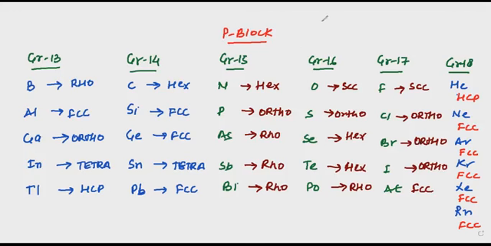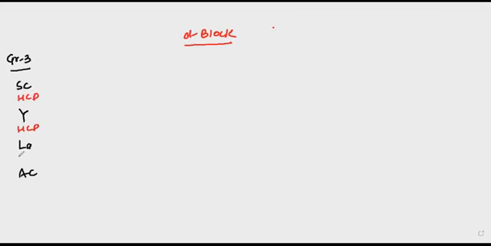After that we come to the D block. We see that the first one is group 3: scandium, yttrium, lanthanum, and actinium. Clear? So you see that scandium is HCP, yttrium is HCP, lanthanum is also HCP, and that one is also HCP.